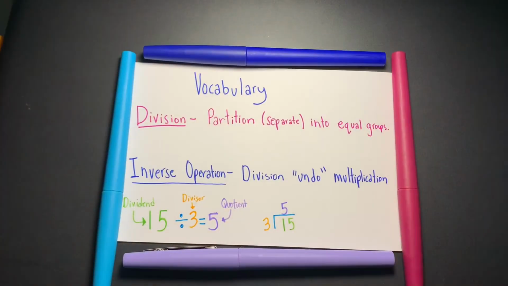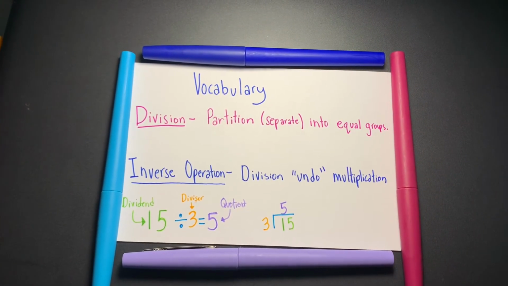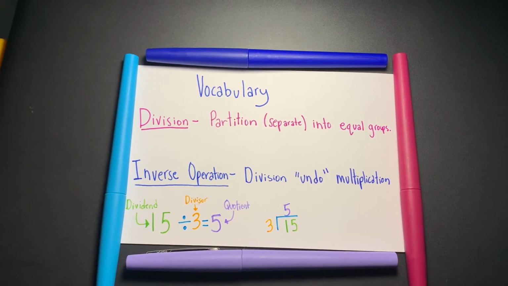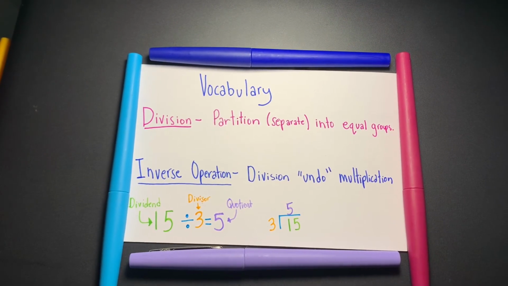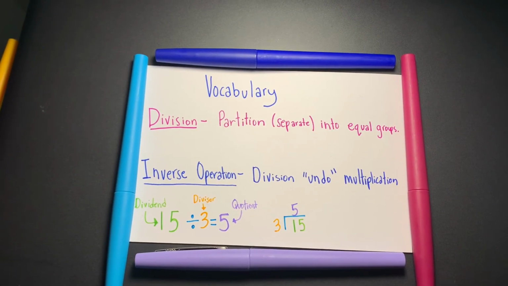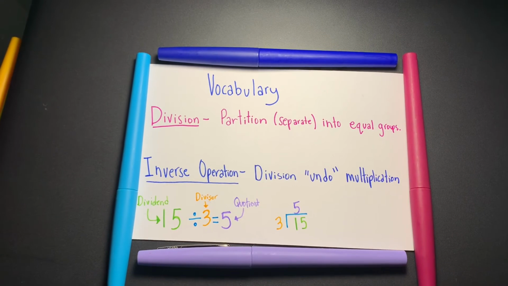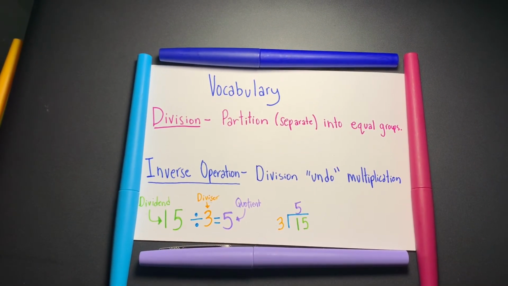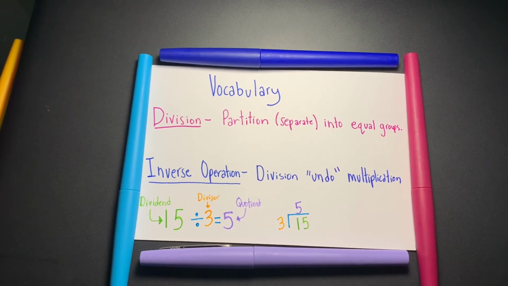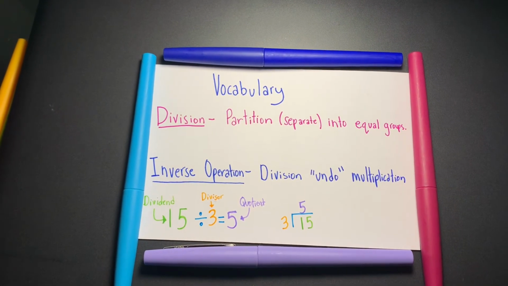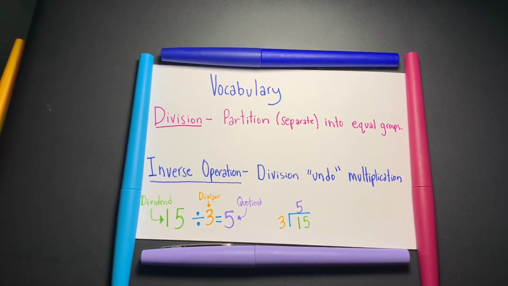To review what we learned about today, here's some vocabulary to remember about division. Division just means to separate or partition into equal groups. So when you think about division, we are breaking something apart into smaller equal groups. This means that it's the inverse operation of multiplication. That just means that division undoes what multiplication does.